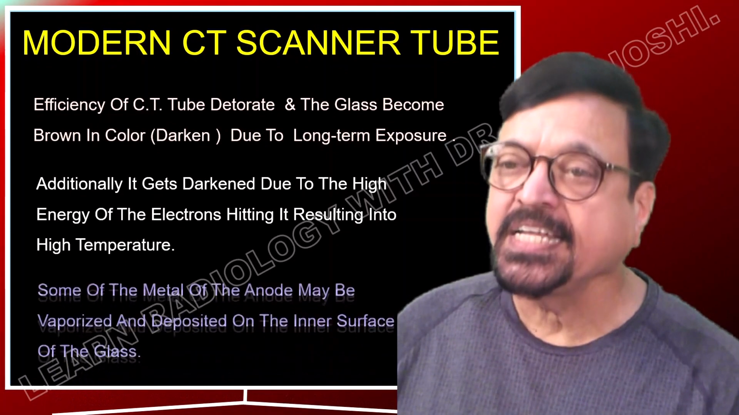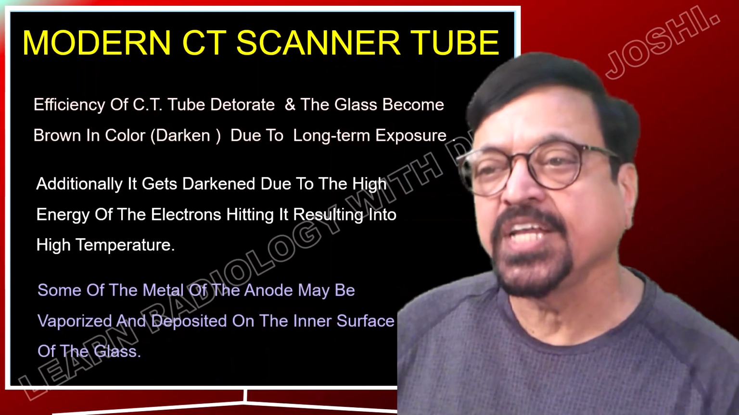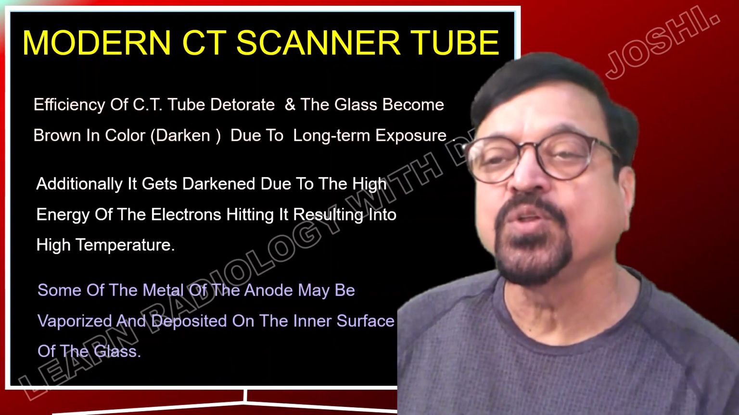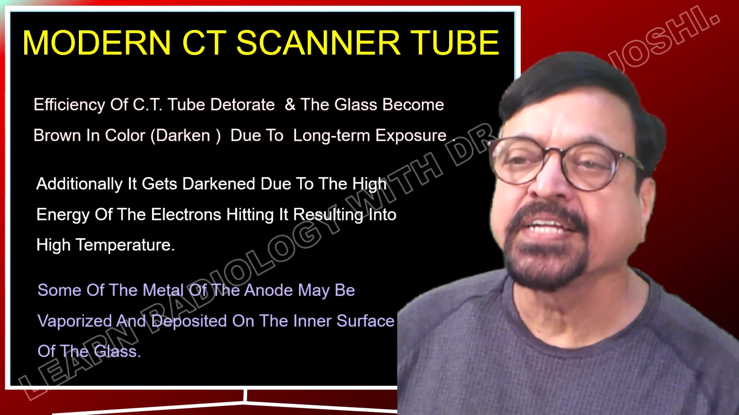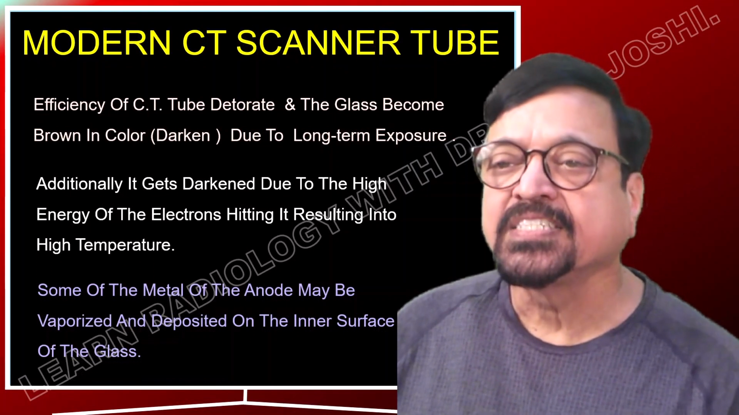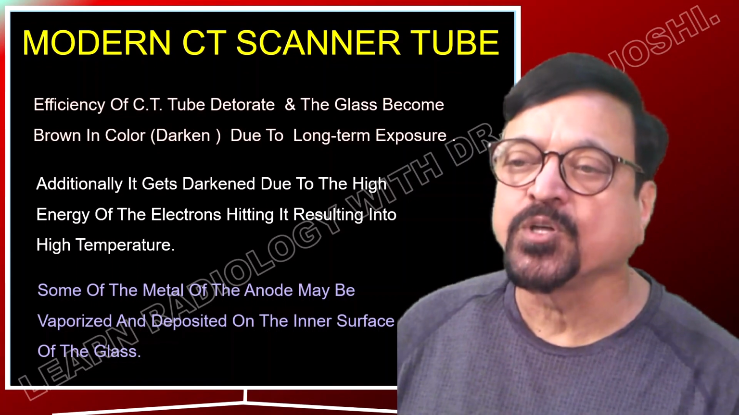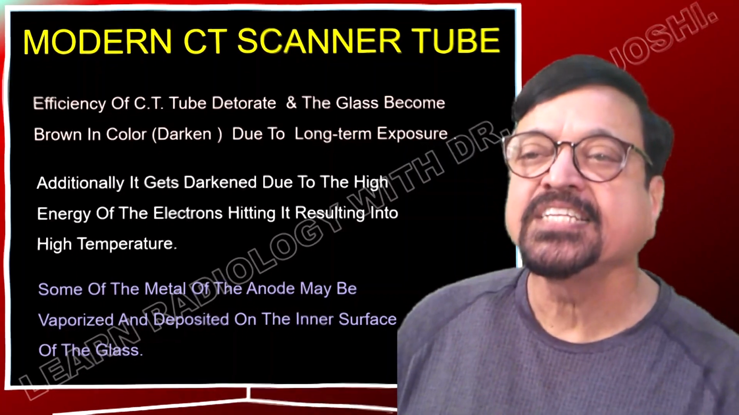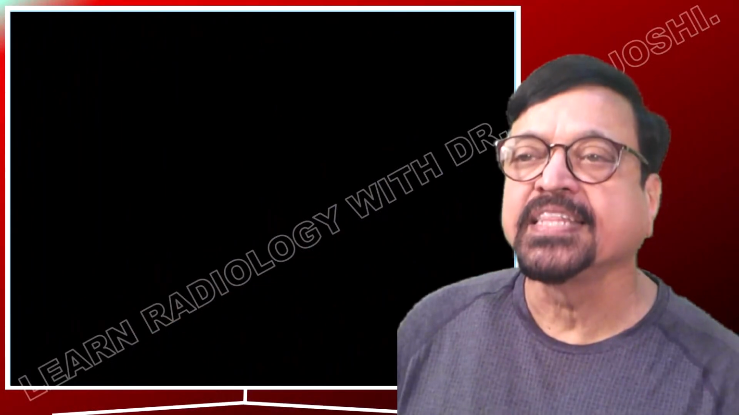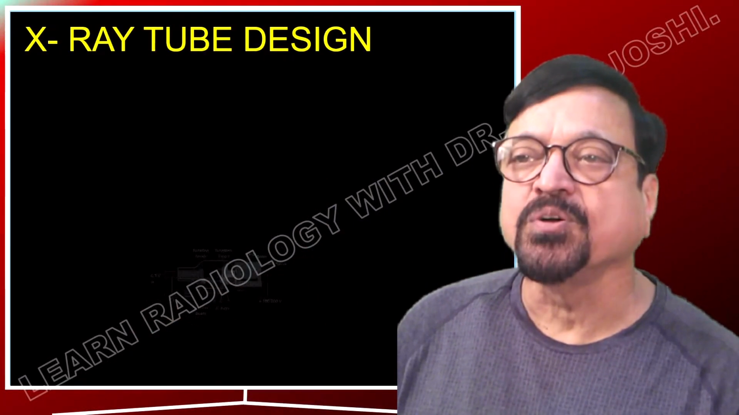Now, this reduces the capacity of the tube. This reduces the resolution, and therefore regular calibration is required. Some of the metal of the anode may be vaporized and get deposited over the inner surface of the glass. These problems are more with a CT tube as compared to that of the X-ray tube.